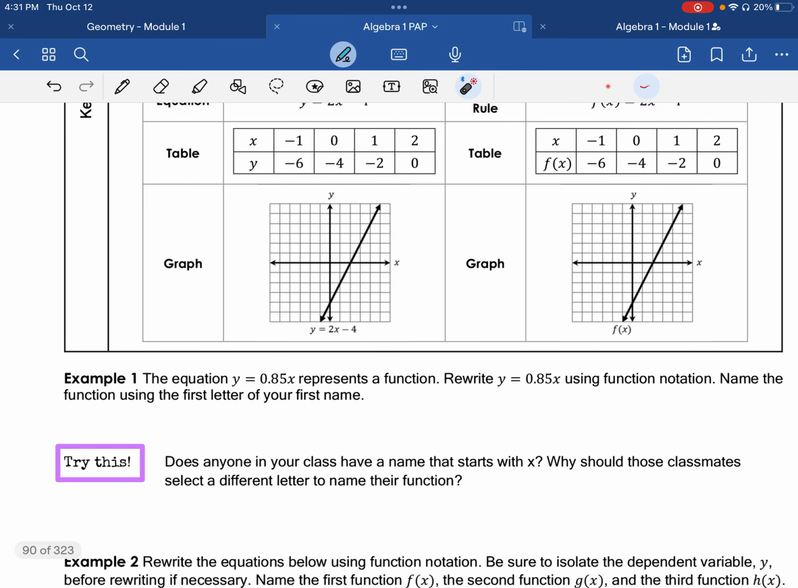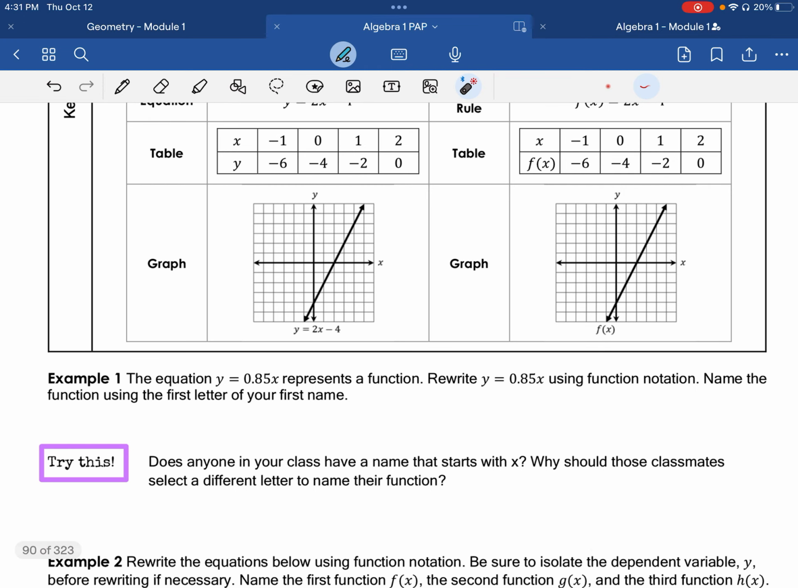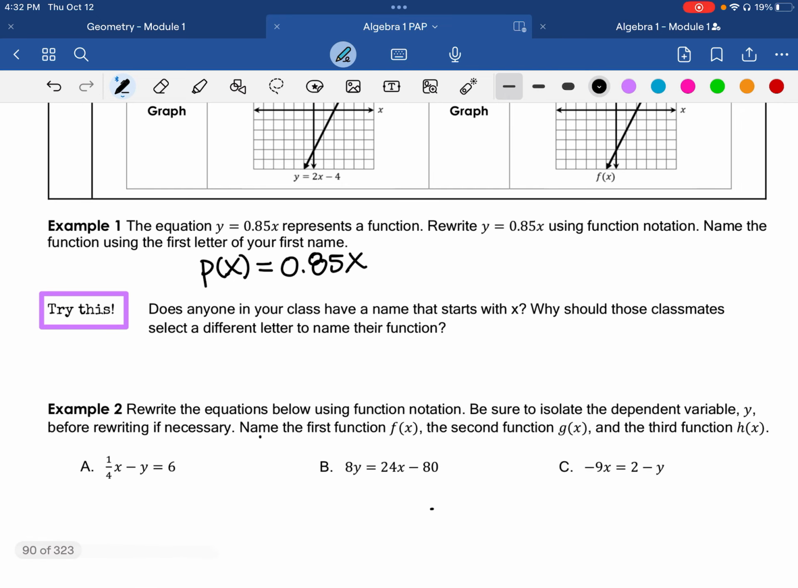All right, let's go ahead and try this first example. The equation y equals 0.85x represents a function. Go ahead and rewrite it in function notation. Now, I want you to use the name of your function as the first letter of your first name. So mine would be p of x, because my first name starts with p, and then the function itself would remain the same, 0.85x. Go ahead and pause the video and do the try this. And if you have any questions about it, please come and see me during class.